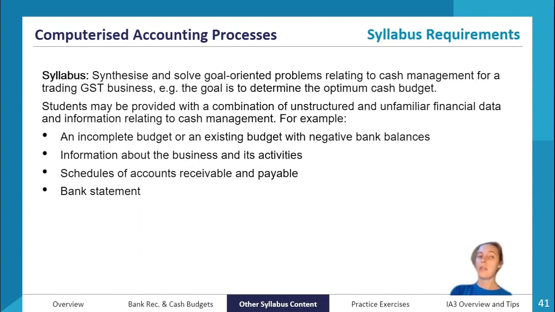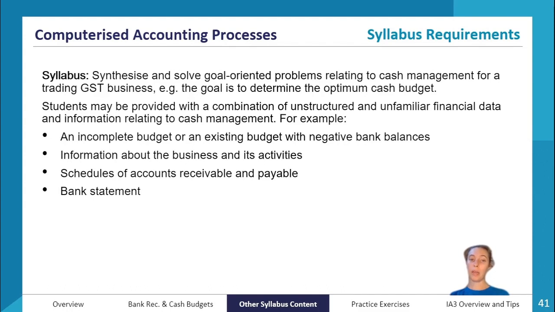Okay, so your syllabus also mentions the computerized accounting processes that you need to be able to do. So synthesize and solve goal-orientated problems relating to cash management for a trading GST business. So the goal is to determine the optimum cash budget. We were just looking at this then, looking at how to adjust the cash budget to optimize it.